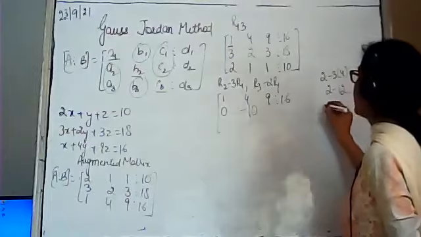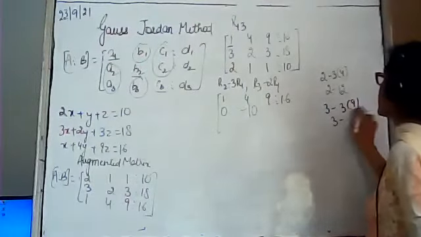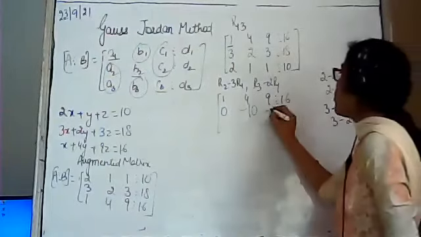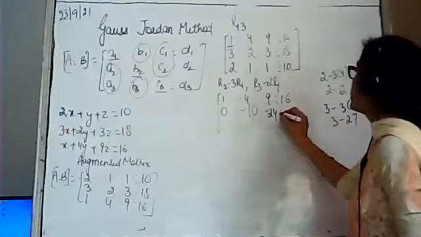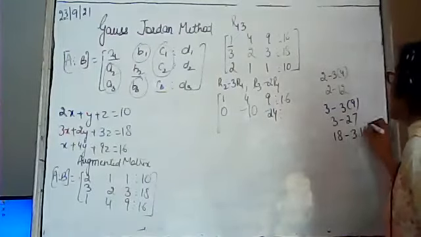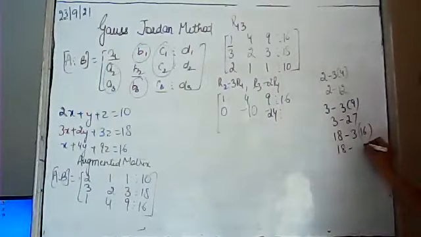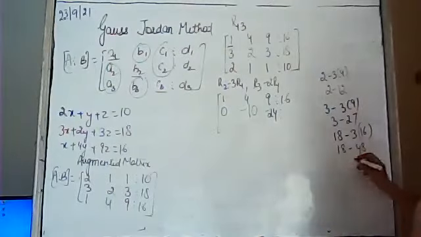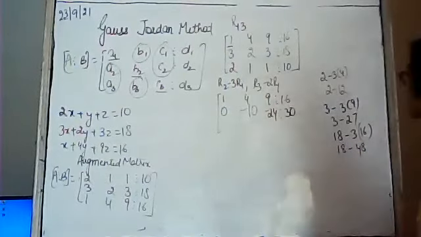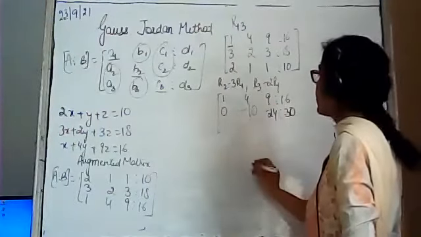Again, R2 minus 3 times R1. 3 minus 9 3s are 27. It will be minus 24. Then 18 minus 3 times 16. It will be 18 minus 48. It will be minus 30. Similarly, we are to operate R3 minus 2 times R1.